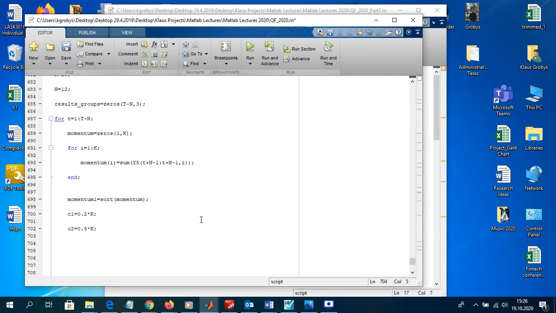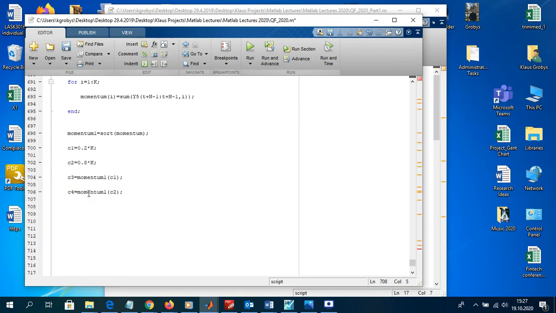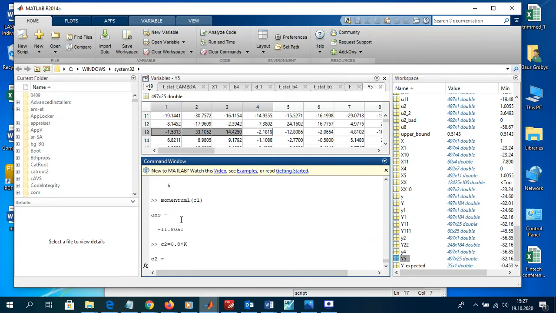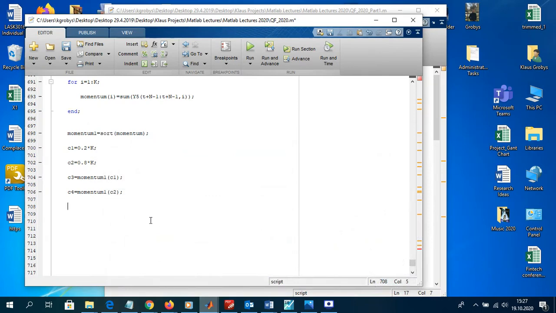Now we have defined where to find the corresponding return entries. So let's say C3. What is C3? C3 is exactly this value, the value C1 from momentum 1. And C4 is the corresponding value C2 from momentum 1. So C4 gives us the value 9.88 and C3 gives us the value minus 11.80, right?